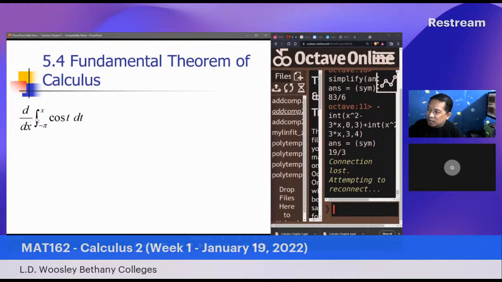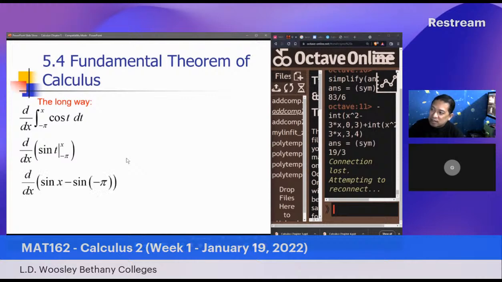So halimbawa, derivative of integral from negative pi to x. So constant yung negative pi, x is the new differentiable. So the long method, you will be doing some integration. Now, in-integrate mo muna yung cosine t evaluated from negative pi to x. Then you will do this. And then saka ka magdi-differentiate. So, sine of negative pi is 0. Buti na lang.